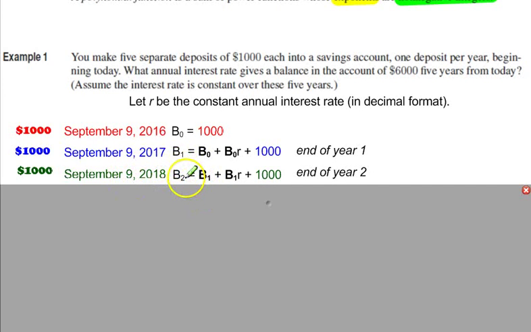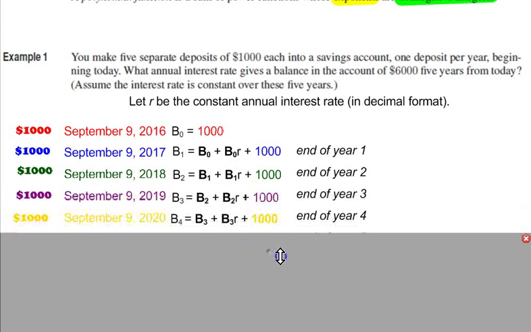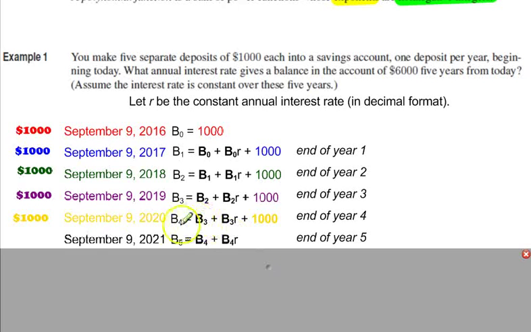The balance at the end of that second year is the balance from the end of the first year plus the interest earned during that second year plus the new deposit of $1,000. So we repeat this process until we get down to the 5th year. At the end of the 5th year, the balance will be determined by the sum of the balance from the end of the 4th year plus the interest earned on the balance from the 4th year. And since we've already included the 5 $1,000 deposits, we don't need another additional deposit.